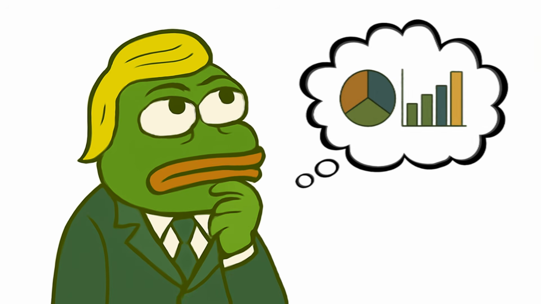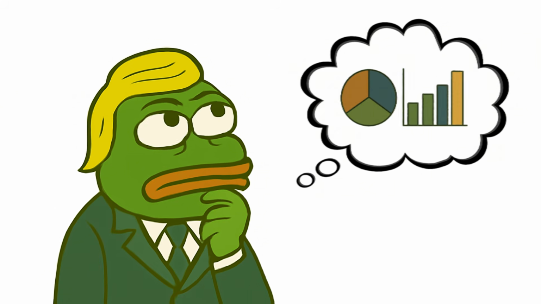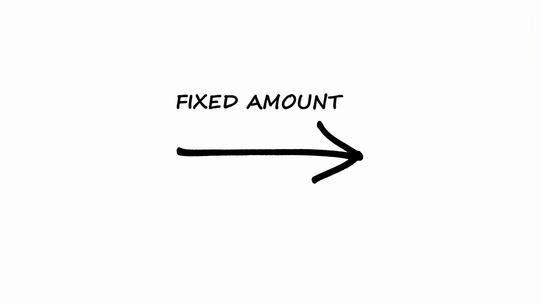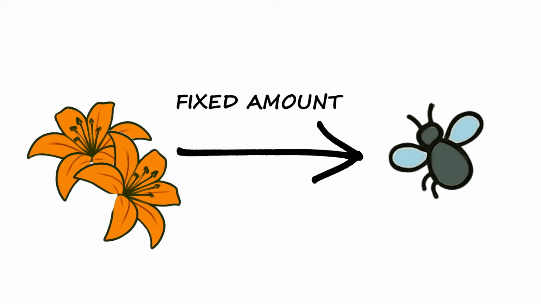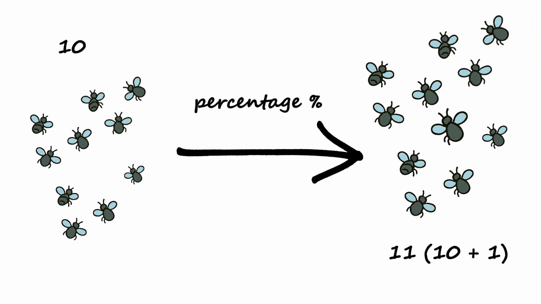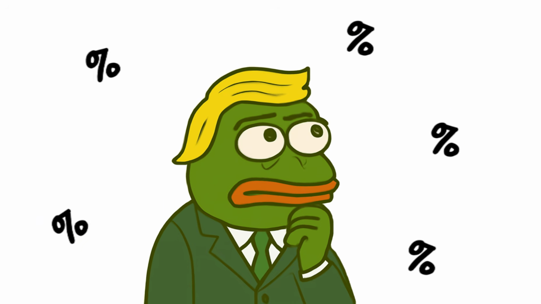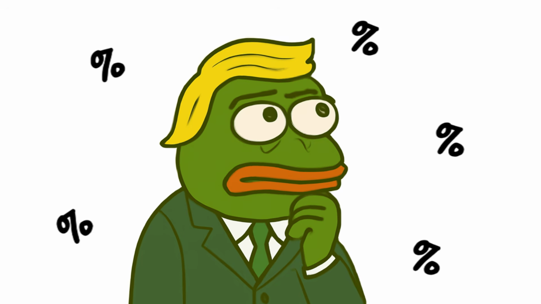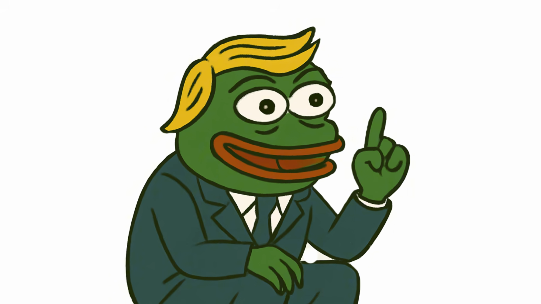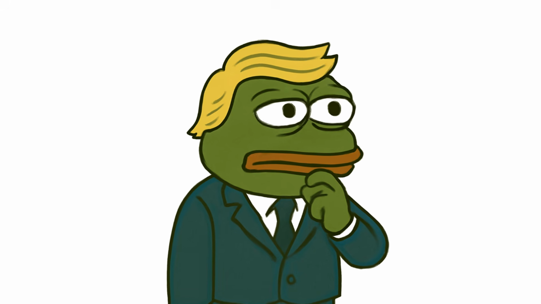How tariffs work. Here's where it gets interesting. Tariffs can be calculated in a couple of ways. A fixed amount, like charging 2 lily pads per fly, or a percentage of the fly's price, like 10% more per fly. Most frog countries use percentage tariffs. It's simpler and sounds fancier. They even have a name for it, ad valorem.